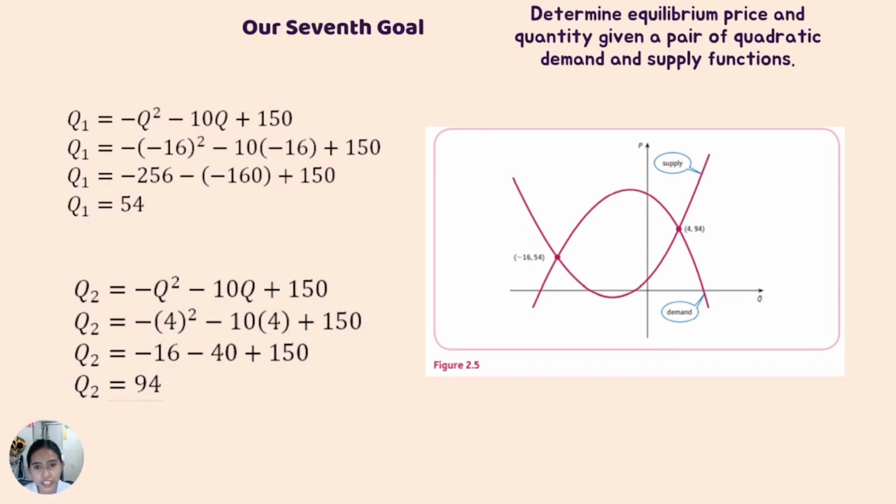The supply and demand curves are sketched in figure 2.5, which is in the PowerPoint. This shows that they have 2 points of intersection, confirming the mathematical solution. However, in economics, the quantity and price are both positive, so the functions are defined only in the top right-hand, that is the positive, quadrant. In this region, there is 1 point of intersection, 4 and 94. So that is our solution. Now let's move on to the practice problem.